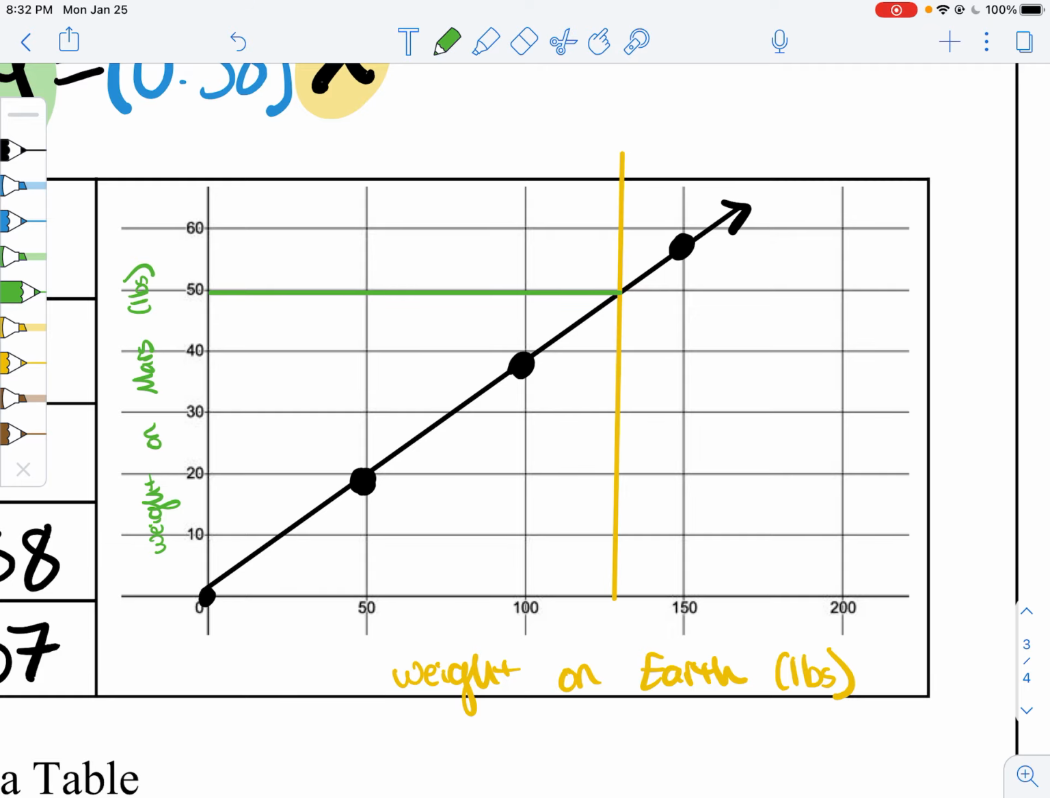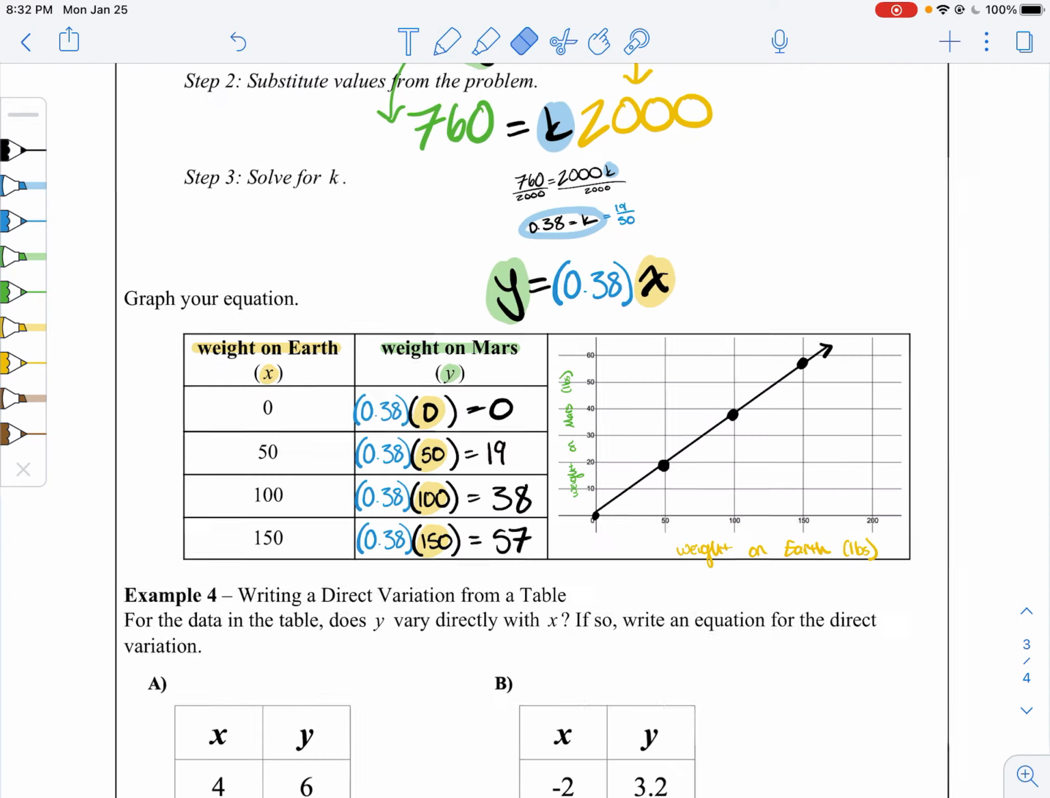So you want a nice way to lose weight? Go to outer space. Ha, that was a joke.